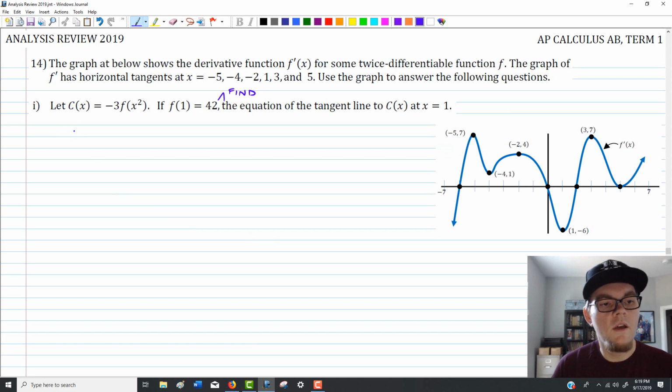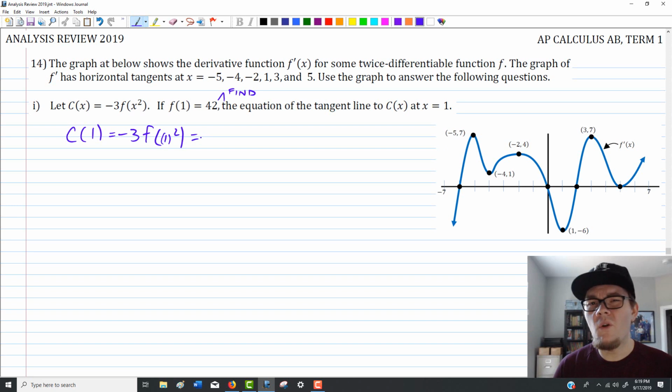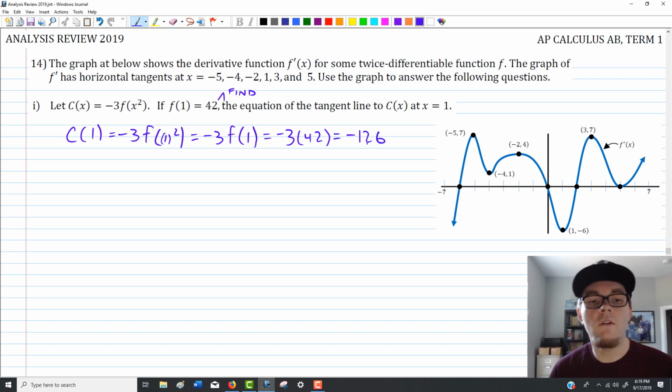A couple different things. First and foremost, if we want a tangent line at x equals 1, we need to figure out what c of 1 is equal to. It's equal to negative 3 f of 1 squared. At first that might scare you because we don't have a lot of information about f itself, just its derivative. But 1 squared is 1, which means this is negative 3 f of 1, so our value is negative 3 times 42, which is negative 126. So our y value of this function c is negative 126 at x equals 1.